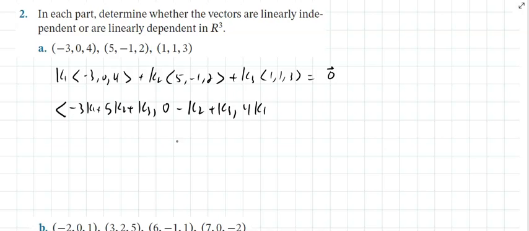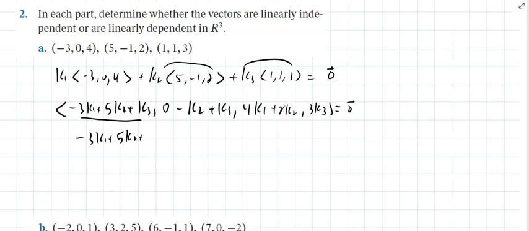And this is 4k1. This is 2k2. And this is 3k3, actually. I meant this. Equal to 0. Well, the only way that could happen is if I have the first equation equals 0 and the second equation.